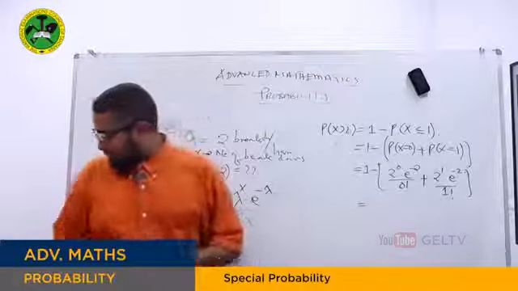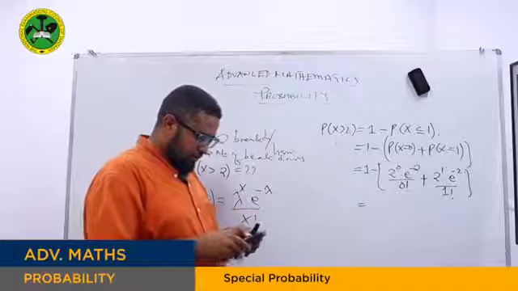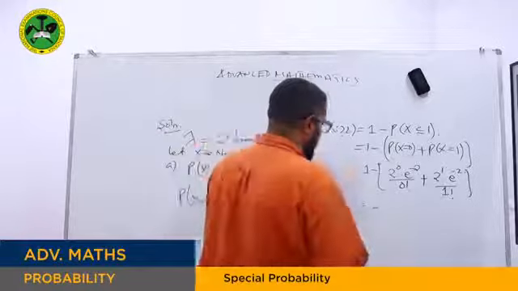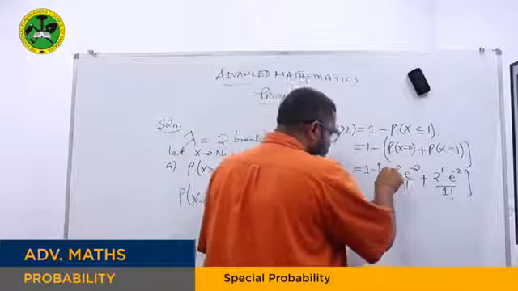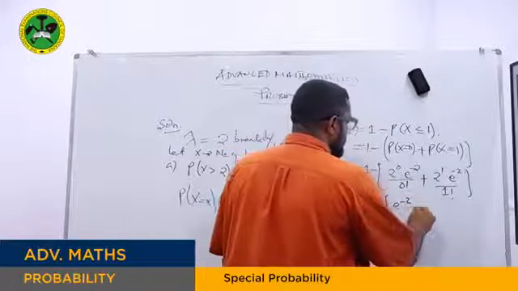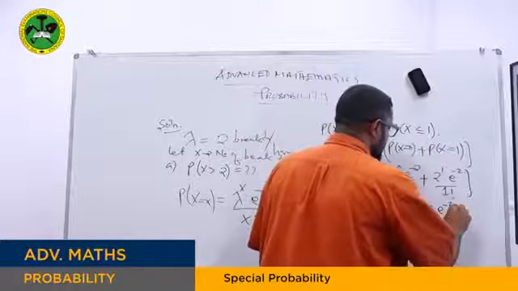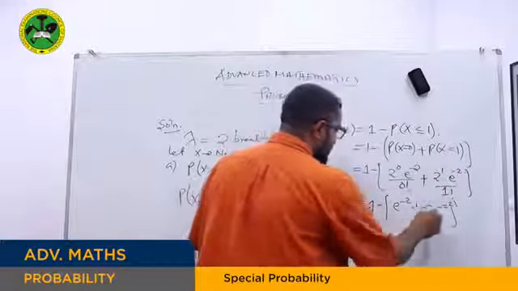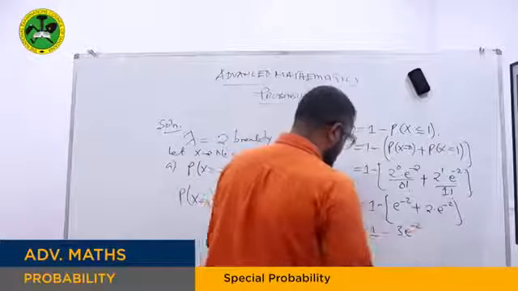But you need to remember, what is 0 factorial, my dear student? 0 factorial is equal to 1. So what remains here is 1 minus 2 power 0, which is also equal to 1. So here we'll be having e power negative 2 plus 2 times e to the power of negative 2. Now let's simplify the inner part, because here we have 1 and here we have 2, the same as taking 1 minus 3e to the power of negative 2.